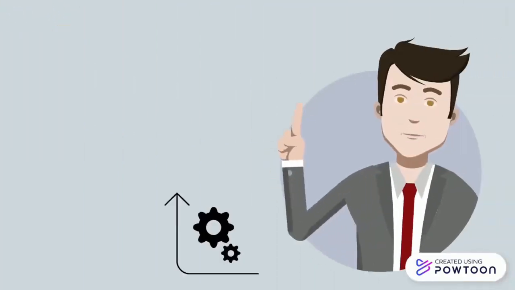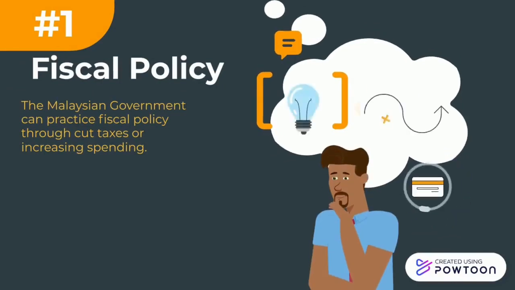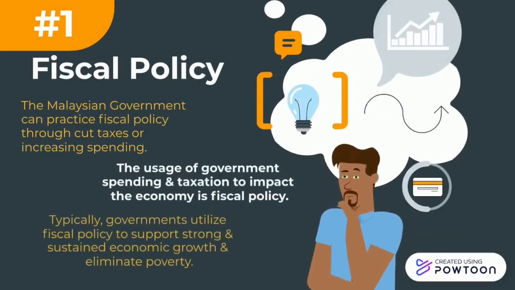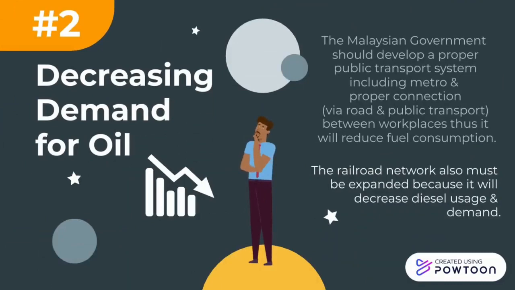There are a few actions taken by the Malaysian government to reduce the inflation. First, fiscal policy. The Malaysian government can practice fiscal policy. This can be done through cutting taxes or increasing spending. Second, decreasing demand for oil. The Malaysian government should develop a proper public transport system, including metro and proper connection between road and public transport, between workplaces. This will reduce fuel consumption. The railroad network also must be expanded, so it will decrease diesel usage and demand.